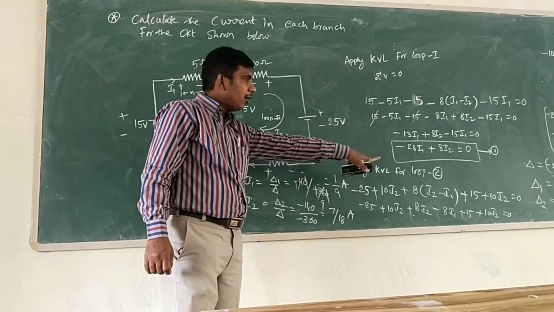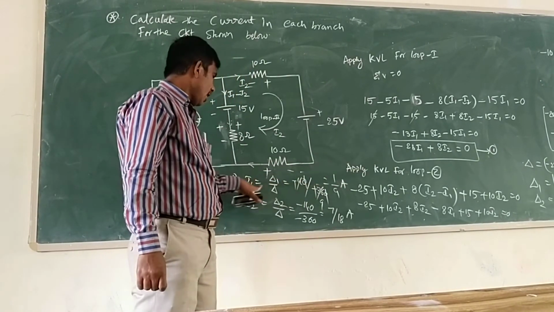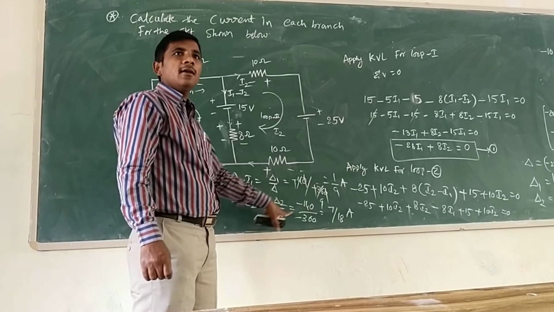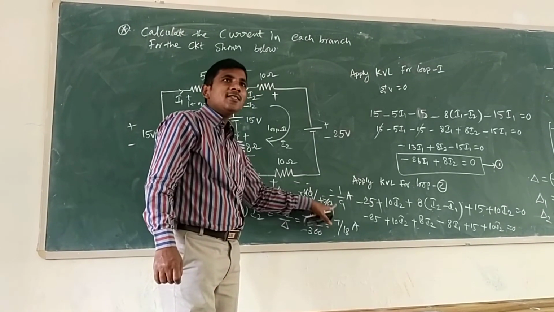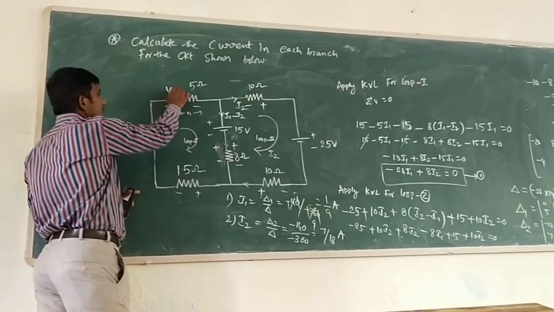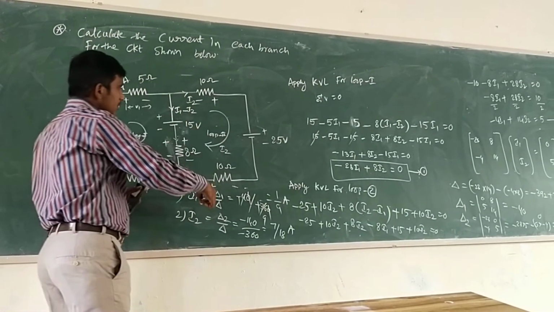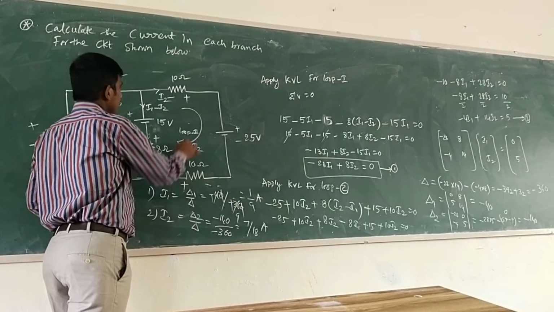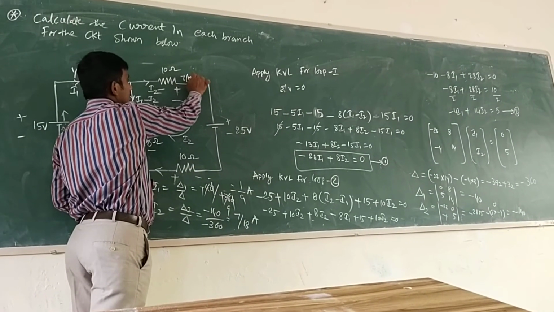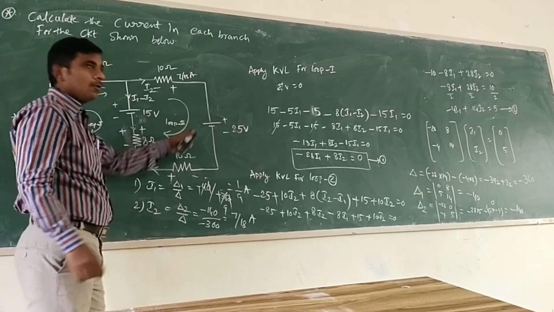For determinants we have not mentioned a unit. But I1 and I2 we represented with units. I1 is 1 by 9 amps. I2 is 7 by 18 amps. This is I2. 7 by 18 amps is flowing in this loop.